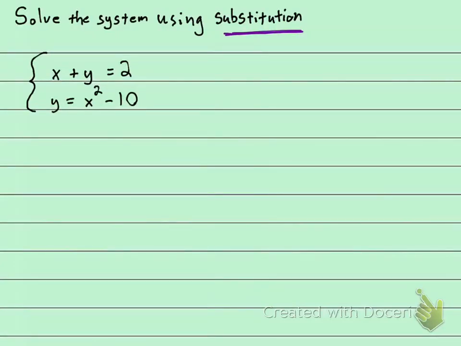Going to solve this system using substitution. And if you notice what's different about this than some of the other ones is one of these equations is linear. Okay, the one on the top makes a line, but the one on the bottom is not linear. Because of this square, this is actually a quadratic, and it's going to make a parabola. So let me show you what this is going to look like.